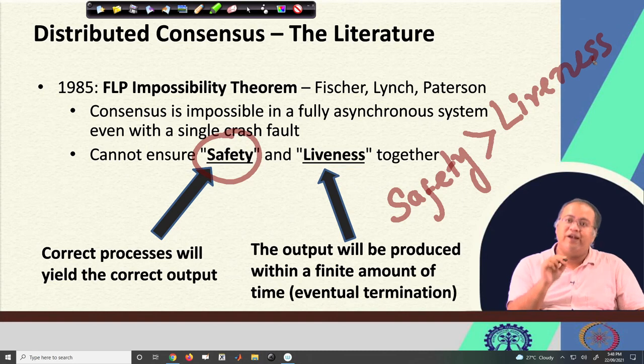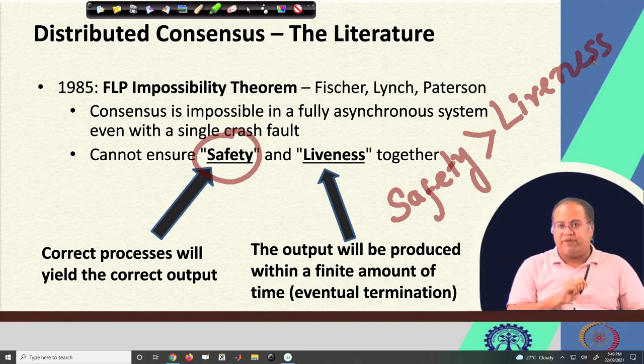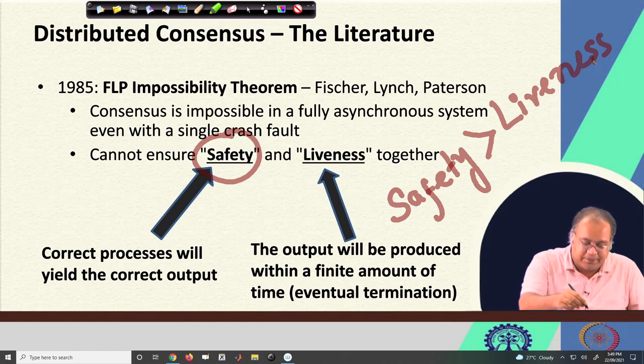then people have shown that I can achieve consensus. So, this FLP impossibility theorem actually gave the idea to researchers not to think of supporting safety and liveness altogether. Either you give priority to safety or you give priority to liveness. And initially people had given priority to safety in the distributed consensus literature.